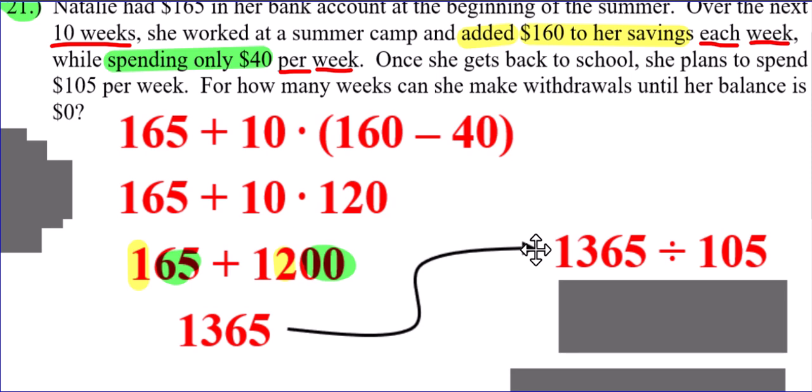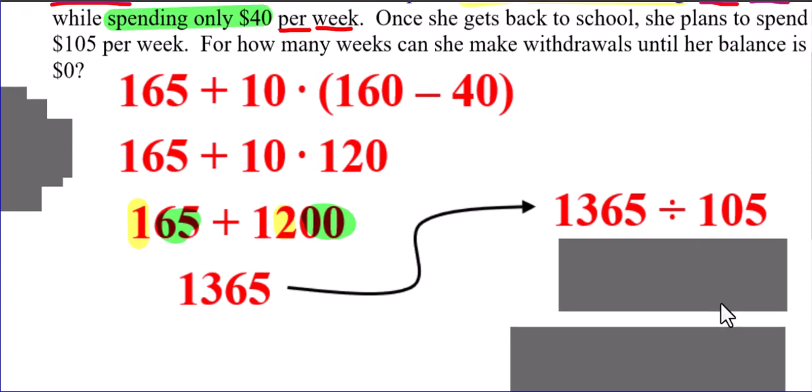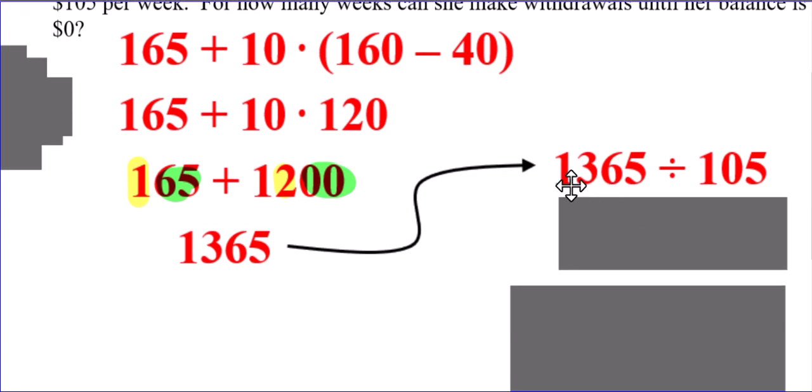Now, there were no words that meant division. In fact, per week might make you think multiplication, but then it said how many weeks. If I knew the number of weeks, then 105 per week would mean 105 times the weeks. But I don't know the number of weeks, so that's why it's the opposite, the inverse of multiplication, which is division. All right. Do you know what 1,365 is divided by 105? I don't.